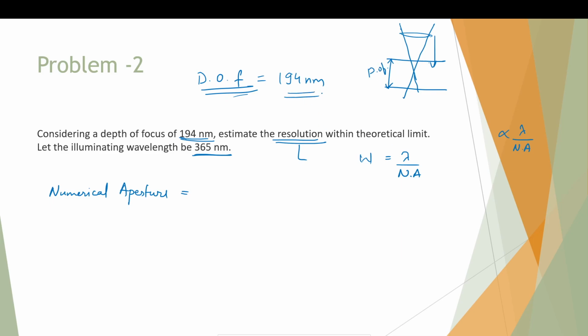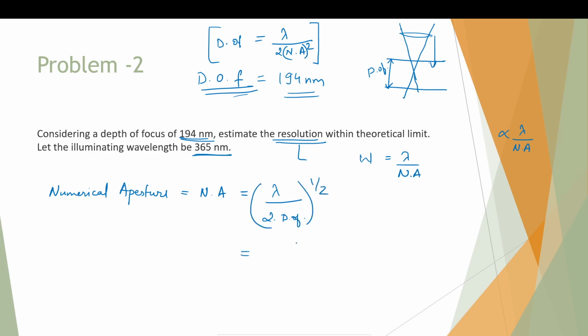This depth of focus is actually related to the numerical aperture. The formula is given by depth of focus is equal to, it's related to wavelength as well, lambda by 2 NA square. How this formula comes is a bit complicated, but we just need to remember the formula. From this we can get the numerical aperture easily: numerical aperture is the square root of lambda over 2 times depth of focus.